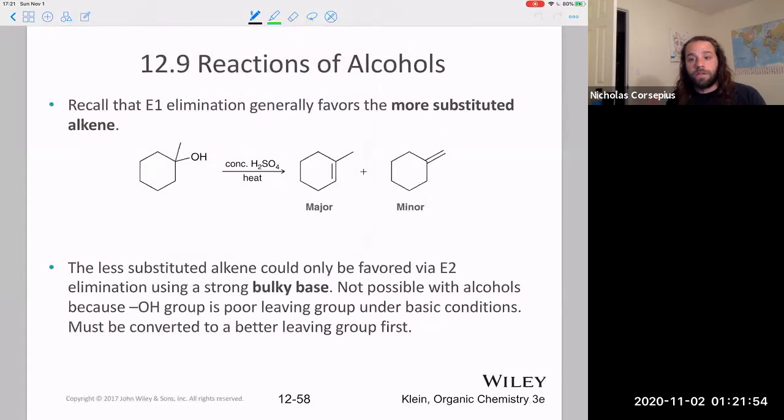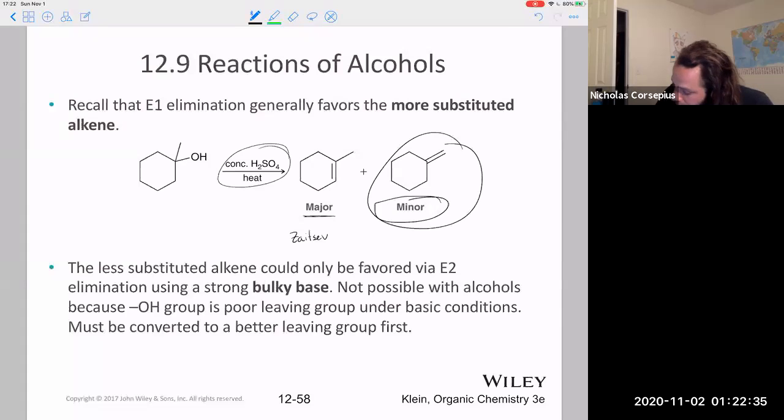Because of the mechanism, because you're going through those carbocation intermediates, you will always produce the Zaitsev product, or that more highly substituted alkene will be your major product. If you wanted to produce the less highly substituted alkene as your major product, we can only do that with E2 type reactions using a bulky base. But notice that you can't do these kind of dehydration reactions with a bulky base because you have to have acidic conditions, right? An alcohol group will not be a good leaving group in basic conditions.